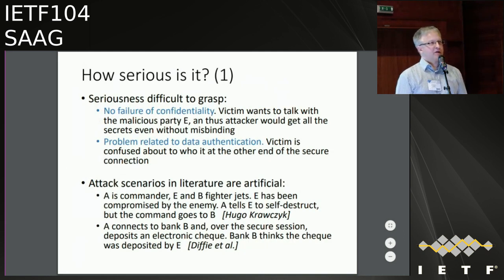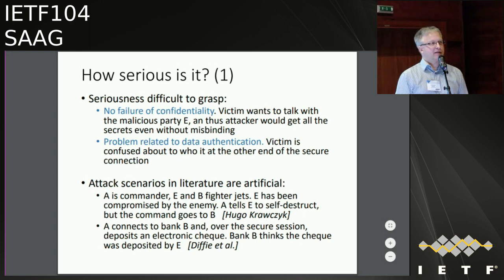So how serious are these misbinding attacks? Well, it's a little bit difficult to understand these because it's not a failure of confidentiality. The victim actually wants to talk with the corrupt node, so any secrets that the victim sends over this secure connection would go to the attacker anyway. But the problem is related to authentication. It can lead to failures of data authentication, or we can just call it entity authentication failure.